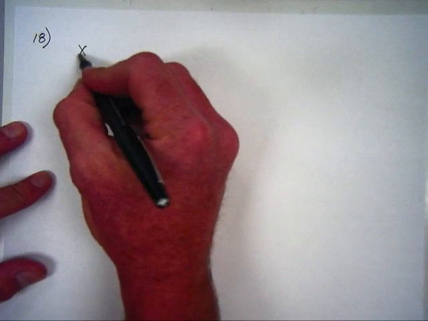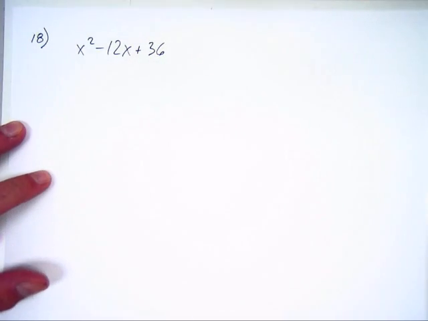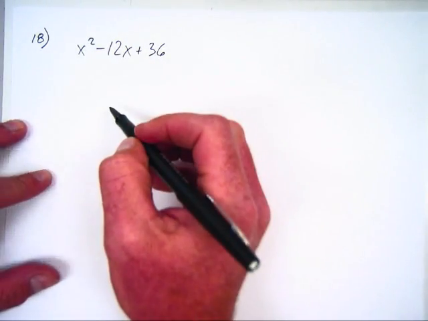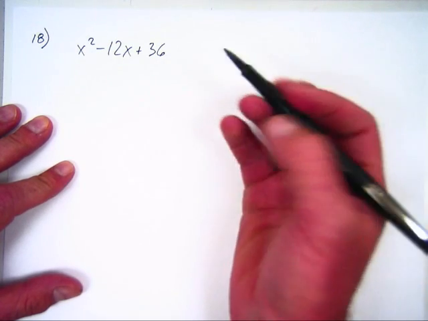Number 18, we got x squared minus 12x plus 36. Let's look for a GCF. I don't see one. We have a trinomial. So it looks like we're either going to use the Katz method or modified grouping. They're very similar.